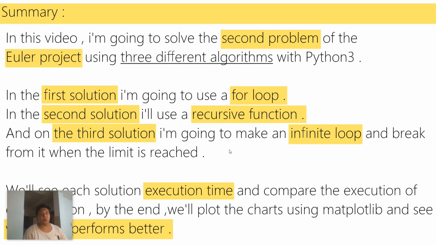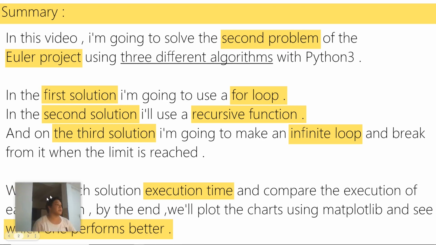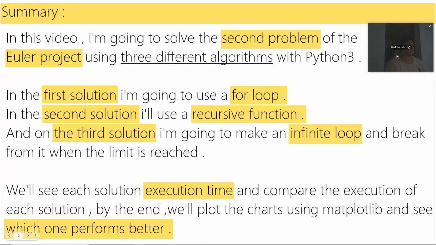In the first solution I'm going to use a for loop. In the second solution, I will use a recursive function. And in the third solution, I'm going to make an infinite loop and break from it when the limit is reached. We will see each solution with its execution time and compare the execution of each solution by the end. We will plot the chart using matplotlib and see which one performs better than the other. So let's dig into it.